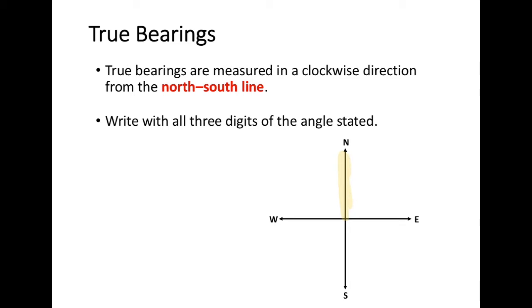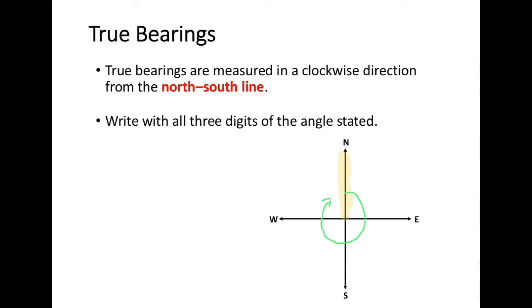So if we were to calculate the size of the angle using true bearings, we would start at the north and work our way around till we got to the direction that we were traveling in. So therefore, our true bearing measurements will range from 0 up to 360 degrees. When we are writing true bearings, we always use 3 digits when we are writing our angle and finishing off with degrees and then a capital T.